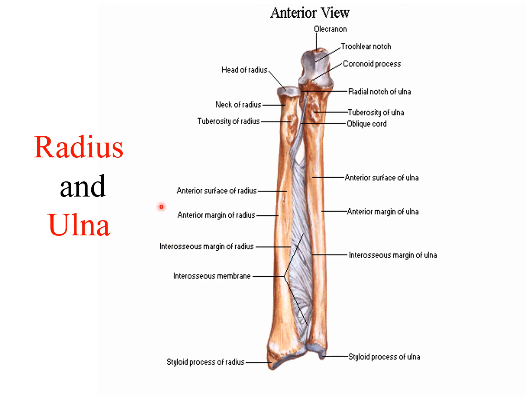So we start with superior and inferior radioulnar joints. What we are looking at is the two bones of the forearm: the radius, which is the lateral bone, and the medial bone, which is the ulna. Here we can see the trochlear notch is articulating, and the head of the radius from the upper part, the superior part, is articulating with the lower end of the humerus, forming the elbow joint.